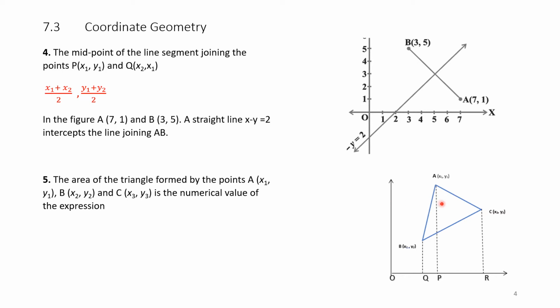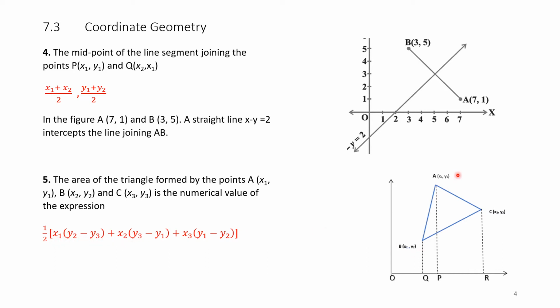Here you please see the figure, the second figure. As pointed out by this pointer, we have A (x1, y1), B (x2, y2) and C (x3, y3). With these coordinates, we have to find the area of this triangle. This area of the triangle is given by the formula half into x1 into (y2 minus y3).